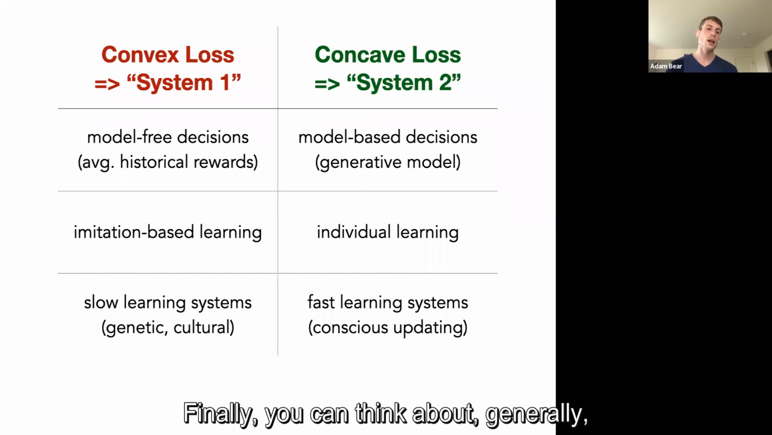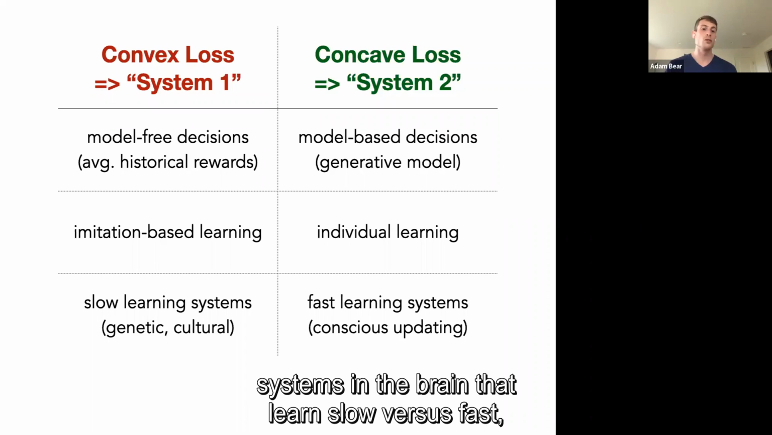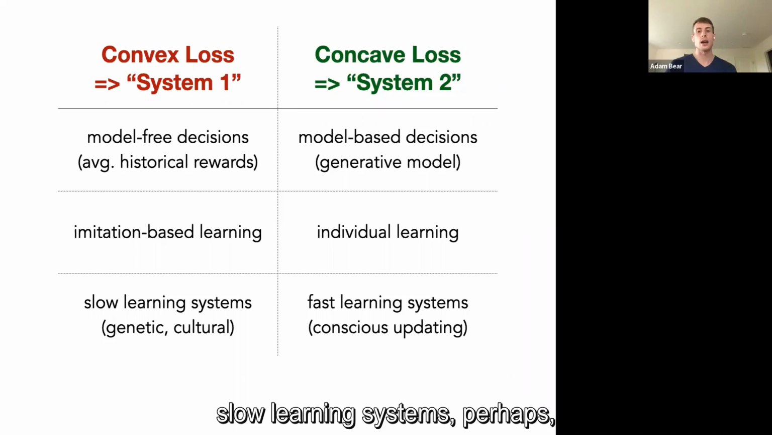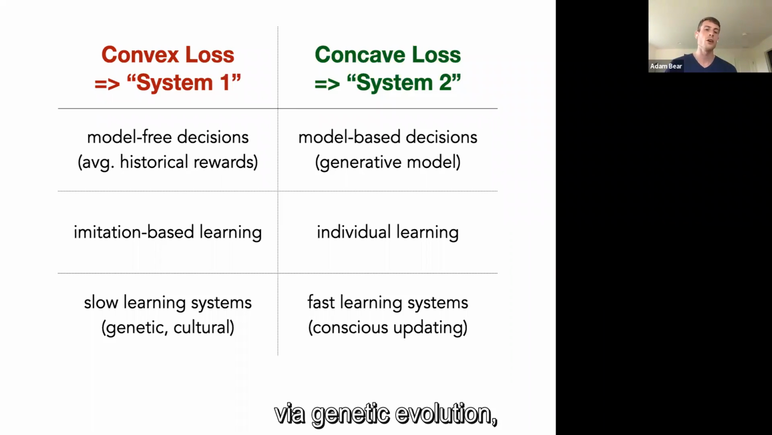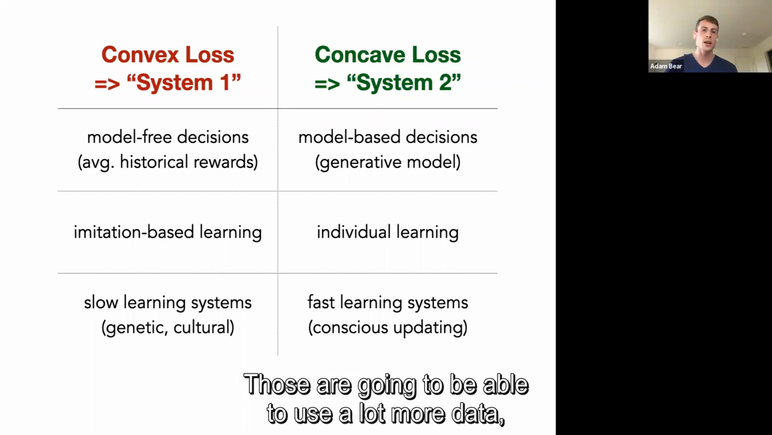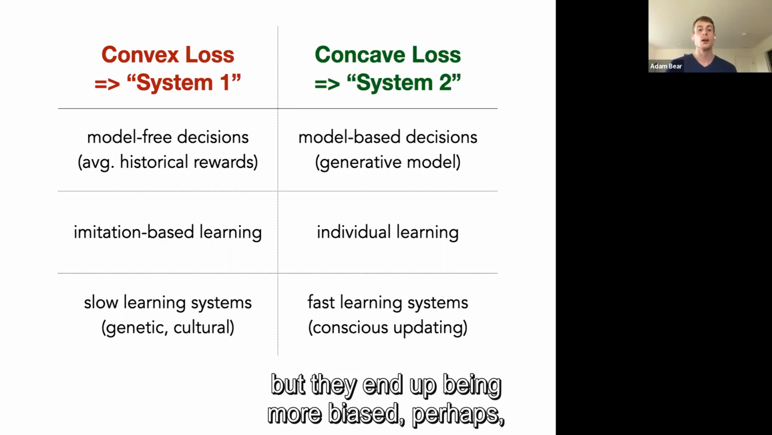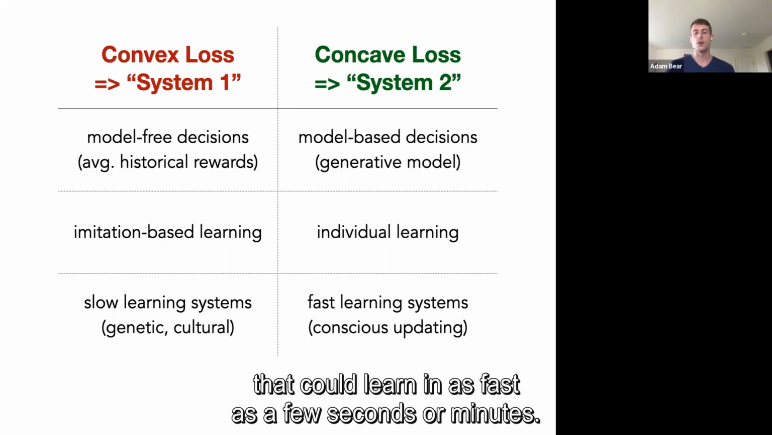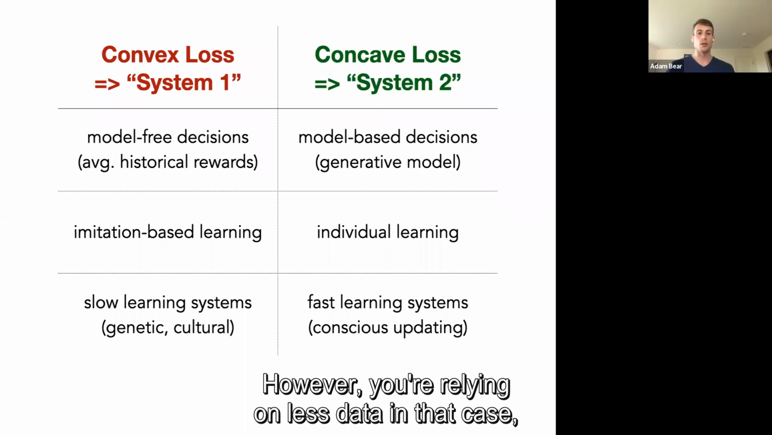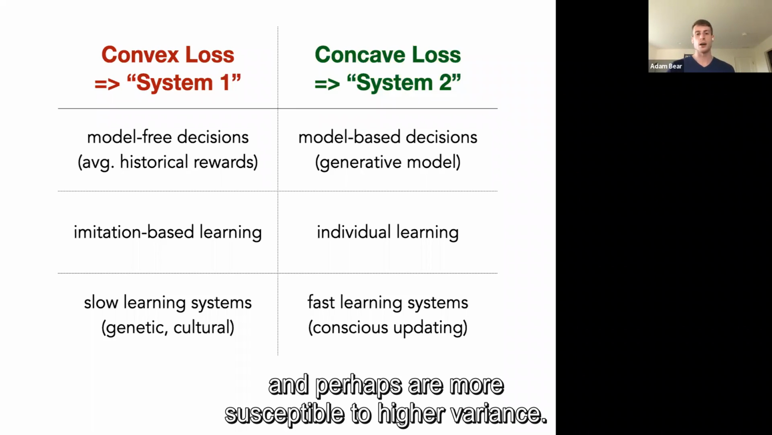Finally, you can think generally about systems in the brain that have learned slow versus fast. Slow learning systems, perhaps, that have been developed over thousands of years via genetic evolution or hundreds of years via cultural evolution, are going to be able to use a lot more data, but end up being more biased, perhaps, than fast learning systems that use conscious updating and could learn in as fast as a few seconds or minutes. However, you're relying on less data in that case and perhaps are more susceptible to higher variance.